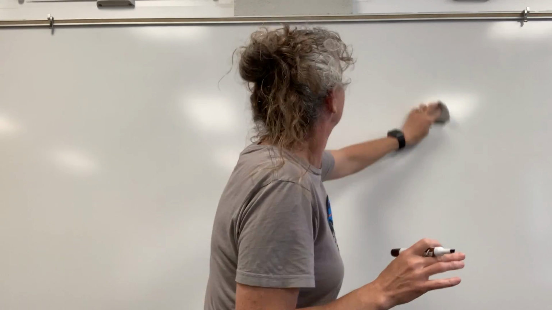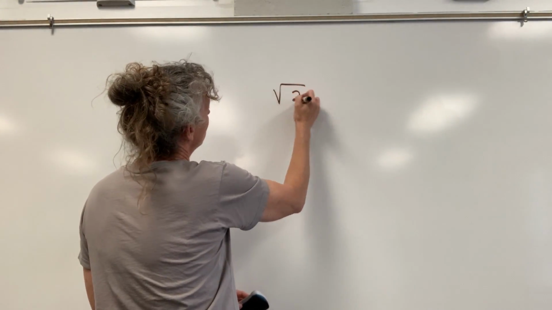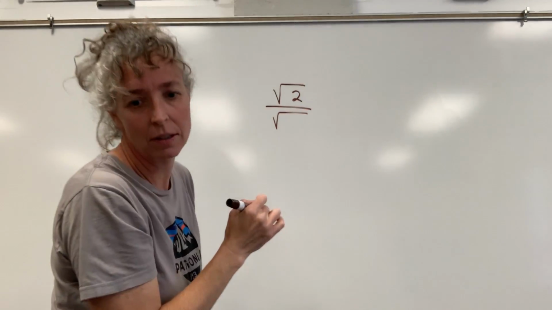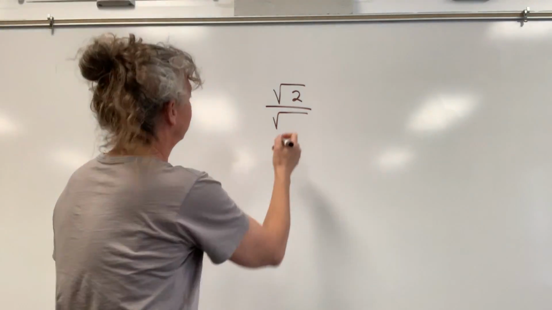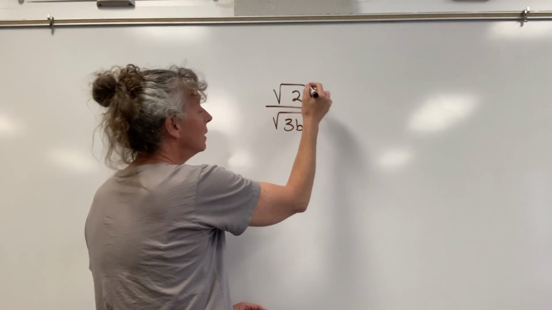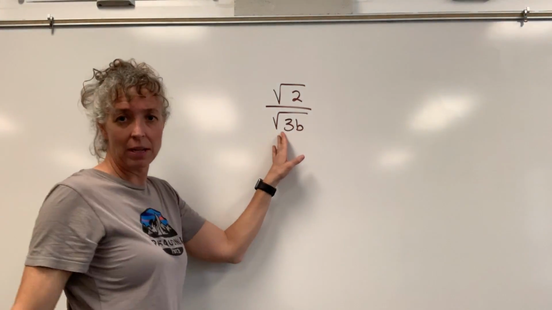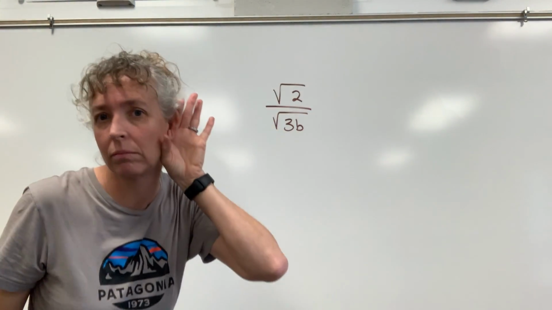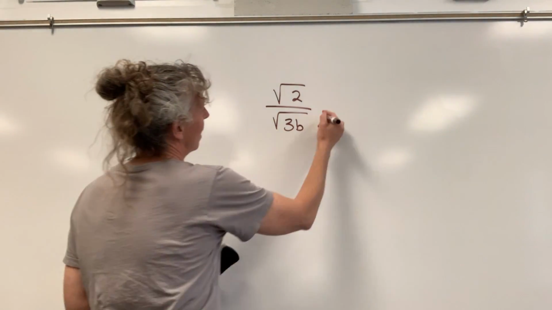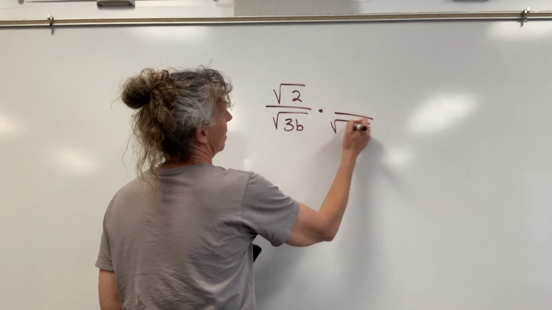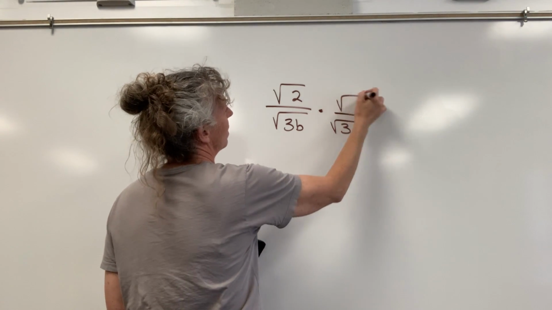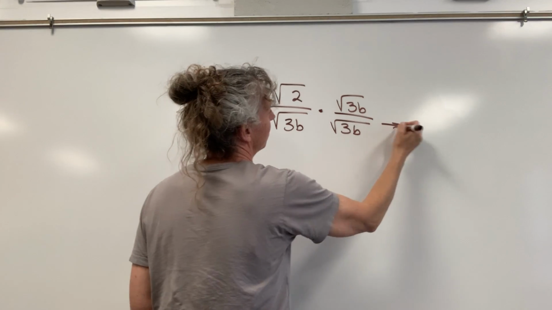Okay, let's look at B. Square root of 2 over the square root of 3b. Okay, I can't reduce any of those, but I'm not allowed to have this square root on the bottom, right? So what do I do? Okay, I multiply by itself. I heard somebody say it that time. But be fair, do it to the top and the bottom.